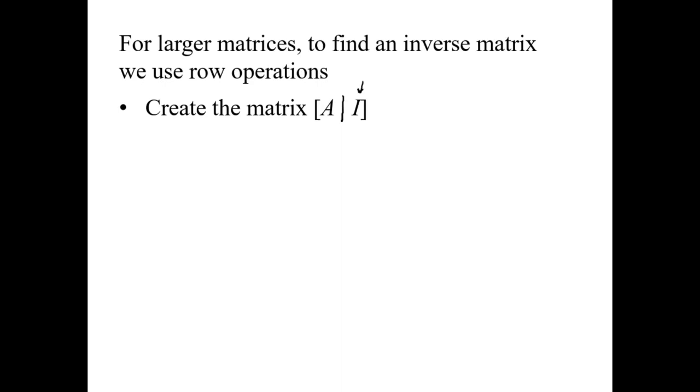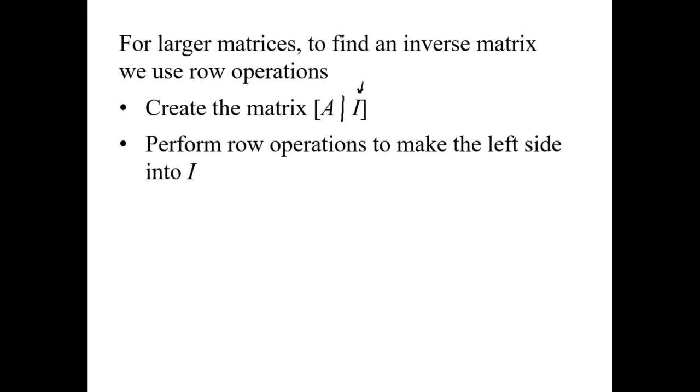So we're going to create the matrix A augmented with I. We're going to perform row operations so that the left side reduces to the identity matrix. And when we do that, whatever is on the right side is the inverse that we were looking for. So we're basically going to set up this augmented matrix, and we're going to put it into reduced echelon form. So let's do an example.